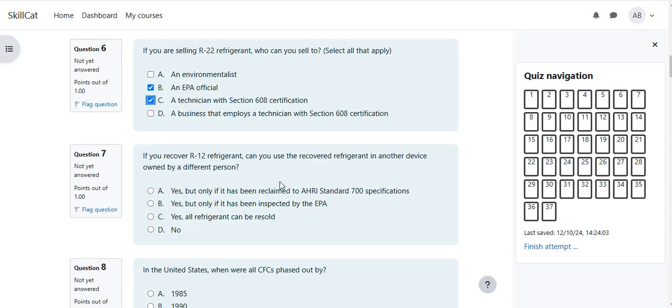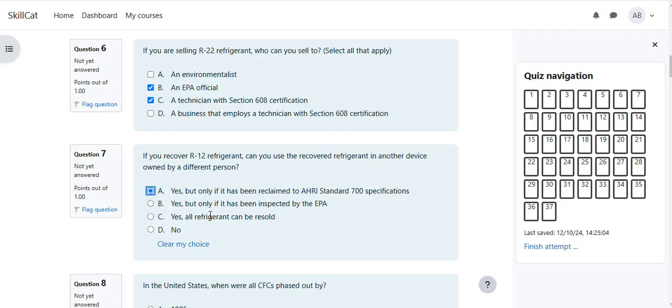If you recover R12 refrigerant, can you use the recovered refrigerant in another device owned by a different person? Yes, but only if it has been reclaimed to AHRI Standard 700 specification.